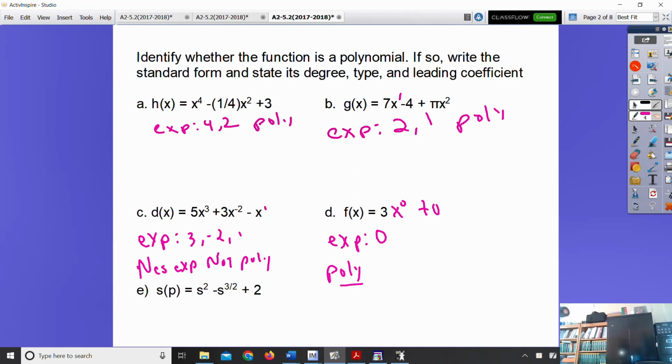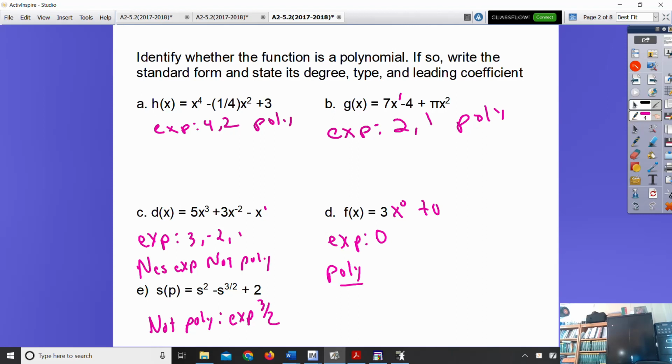Poly or not? Why is it not a poly? Fraction, not poly. We've got that exponent of 3/2. 3/2 is a rational number. I don't know if you remember that word or not.